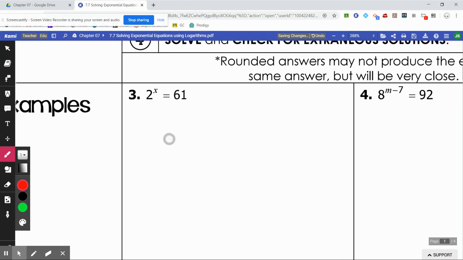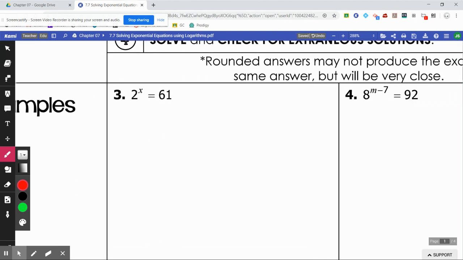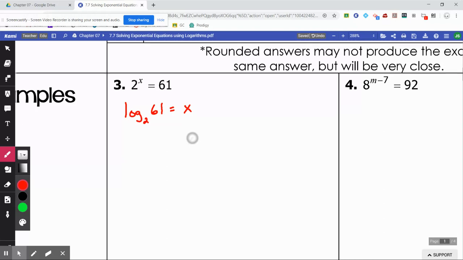So here's your first example. Step number 1, we're going to isolate our exponential, 2 to the x, and it's already isolated. Step number 2, again, I like to change forms. We're going to change this to a logarithmic form. This would be log base 2 of 61 is equal to x. And notice that when I do that, x is now solved for.